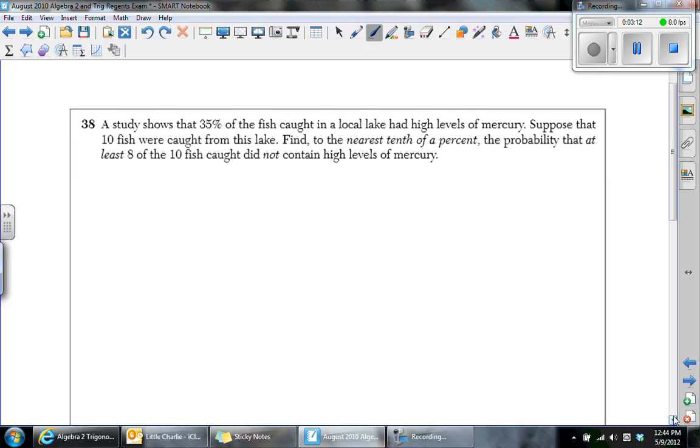35% of fish caught in a local lake had higher levels of mercury. Suppose that 10 fish were caught from this lake. Find, to the nearest percent, the probability that at least 8 of 10 fish do not contain high levels. Alright, hold on one second.